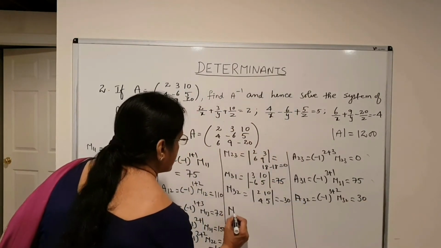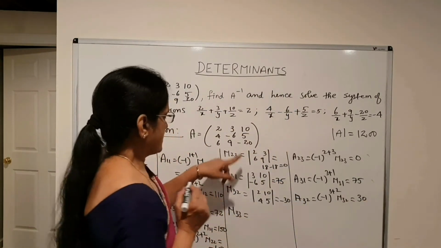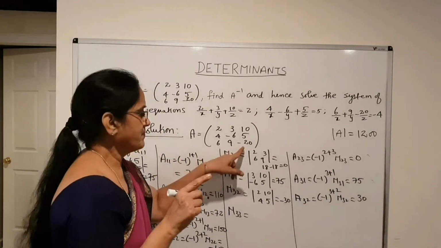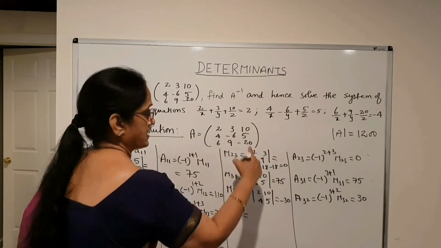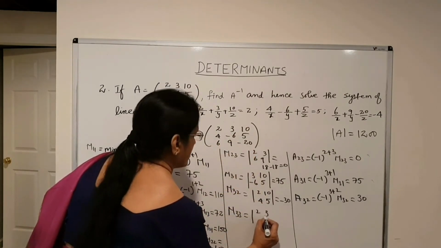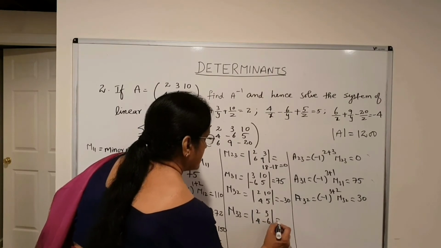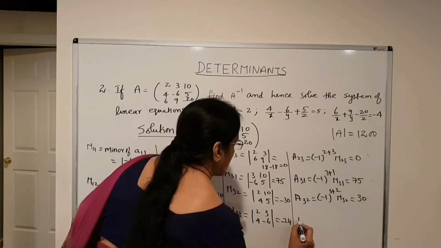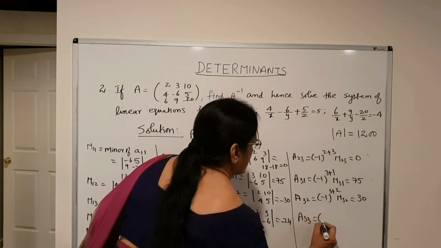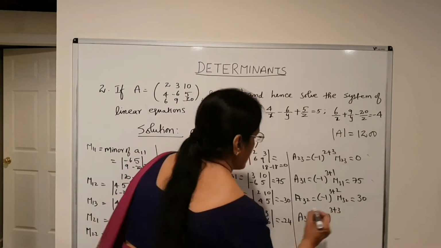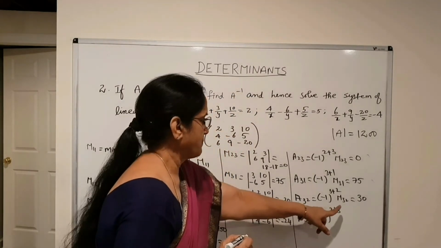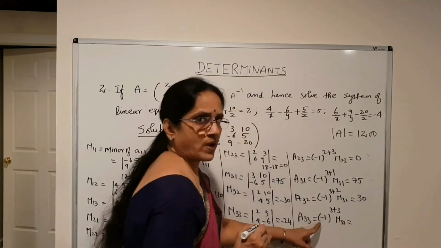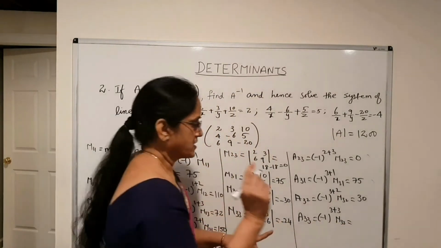Then the last minor M33, which is the minor of the element small a33, which is minus 20 over here. Leaving the third row and third column, left with 2, 3, 4, minus 6. This will be minus 12, minus 12, minus 24. The corresponding cofactor will be minus 1 to the power i plus j. i is 3, j is 3. So 3 plus 3 into M33. Anyway, this is 1 into minus 24, minus 24.